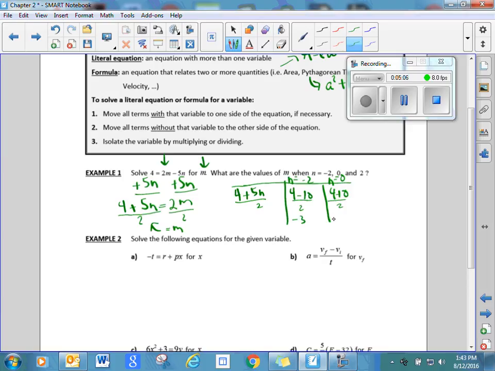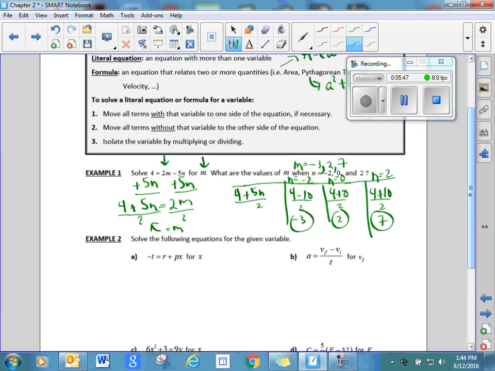So m equals minus 3 here, m equals 2 when we plug in 0 for n. And then the third one they ask us to do is set n up as a positive 2. Again, we're going to plug it in, and we're going to say 4 plus 5 times positive 2 is 10. All that divided by 2, which is 14, divided by 2, which is 7. So m has these three values. It has minus 3 as the first value, positive 2 as the second value, and it has 7.